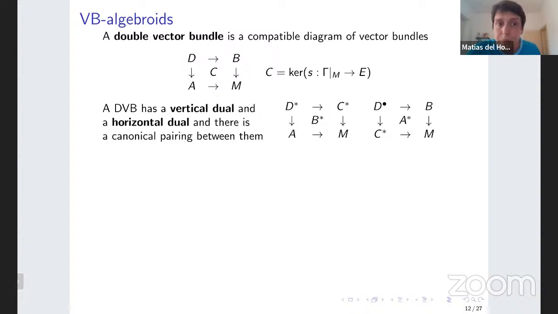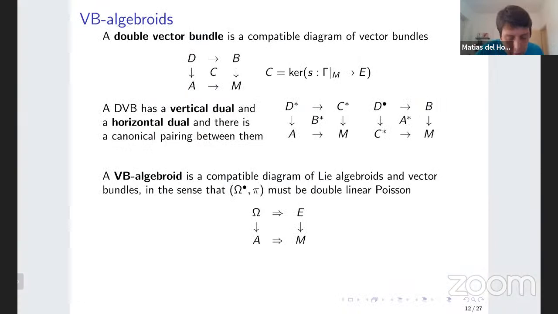But what is quite surprising is that the double vector bundle has two duals, the vertical and the horizontal. And these two duals are in a canonical pairing. Like you look at this over C and this over C, and there is a pairing relating them. So instead of talking of duality, we should talk about triality of double vector bundles. And then we can define a VB algebroid playing with the duality between Lie algebroids and linear Poisson structures by saying that if you have a double vector bundle and a double linear Poisson structure, then the dual is a VB algebroid. This is going to be the definition, okay?